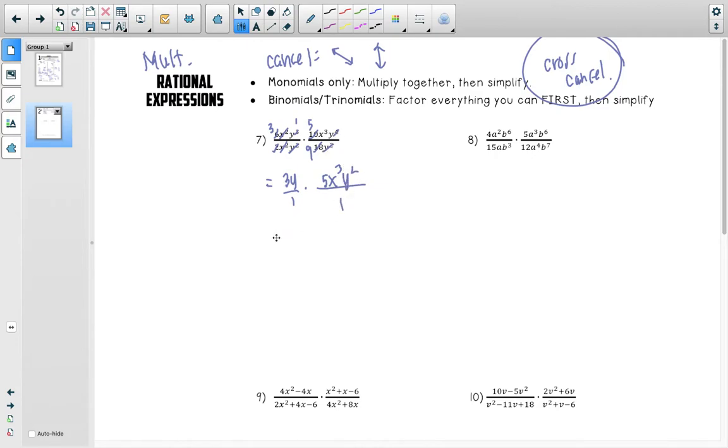So if you notice, there's nothing left on the bottom, so you really can just get rid of it. From here, you just multiply side to side. So 3 and 5 is 15, x cubed is nothing to combine with, and y squared times y is y cubed. Right, so that's the answer for that one.